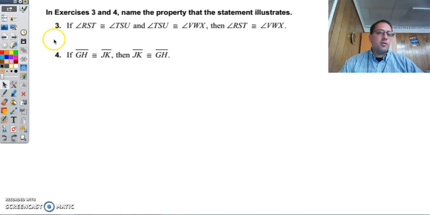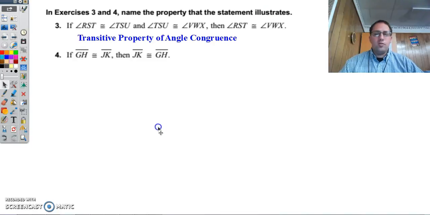Okay, so you've paused it, you've come back, and we have this one. Angle RST is congruent to angle TSU. Angle TSU is congruent to angle VWX. So angle TRS is congruent to angle VWX. How do we know which one of those statements it was? Well, I've got two things congruent to a third, so they must be congruent to each other. That is the transitive property of angle congruence. Angle congruence because they're angles.